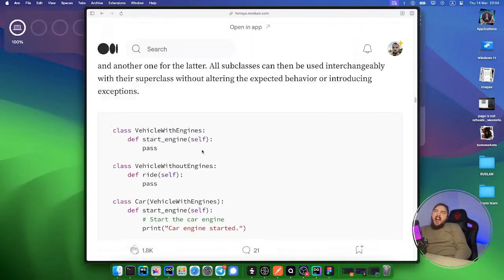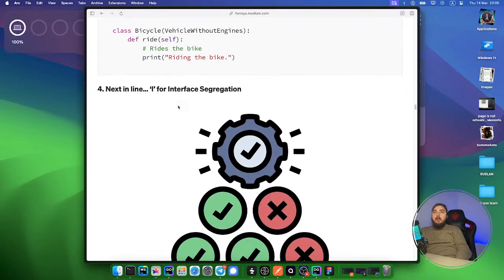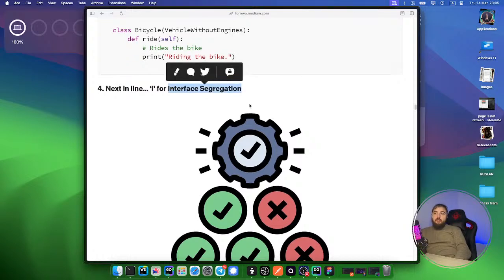Agree. This one is a good solution. I like this one. Next in line, I for interface segregation.